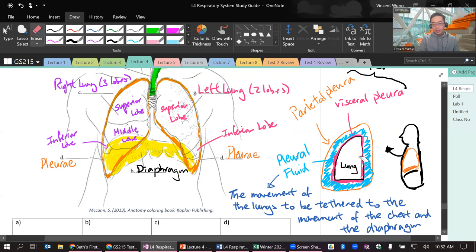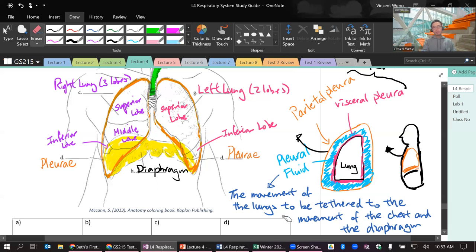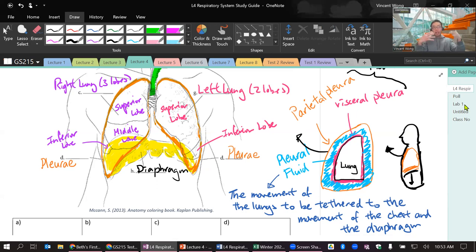But because of the pleural fluid, when the orange layer moves out, it will pull the visceral layer along with it. And since the visceral layer is stuck to your lungs, that means your lungs will get pulled along with the chest, which means if your chest expands, it will cause your lungs to expand as well. That's what I mean by the movement of the lungs is connected, it's tethered to the movement of your chest. Basically, when your chest moves, your lungs move with it. And that's because of the pleura. Same thing, when your diaphragm moves down, for example, it will pull the lungs down with it. So collectively, the chest and the diaphragm will allow the lung to expand, and that expansion is what allows breathing to occur. Do you understand that?